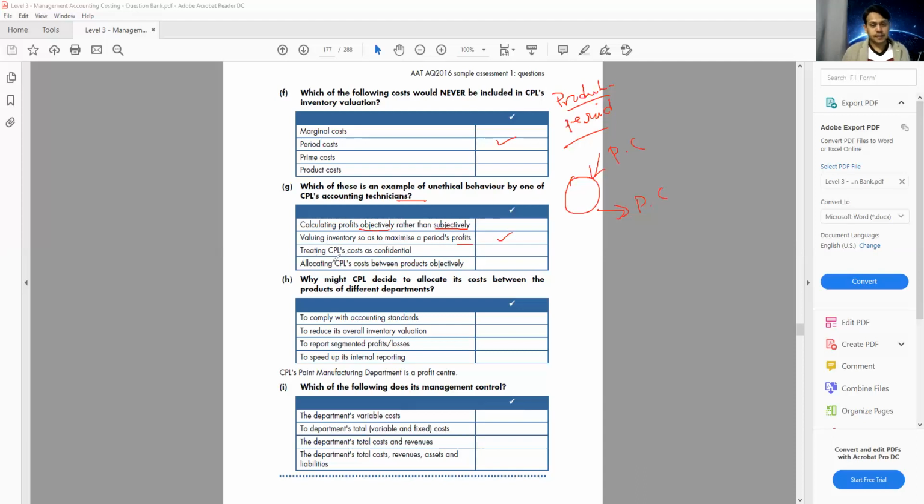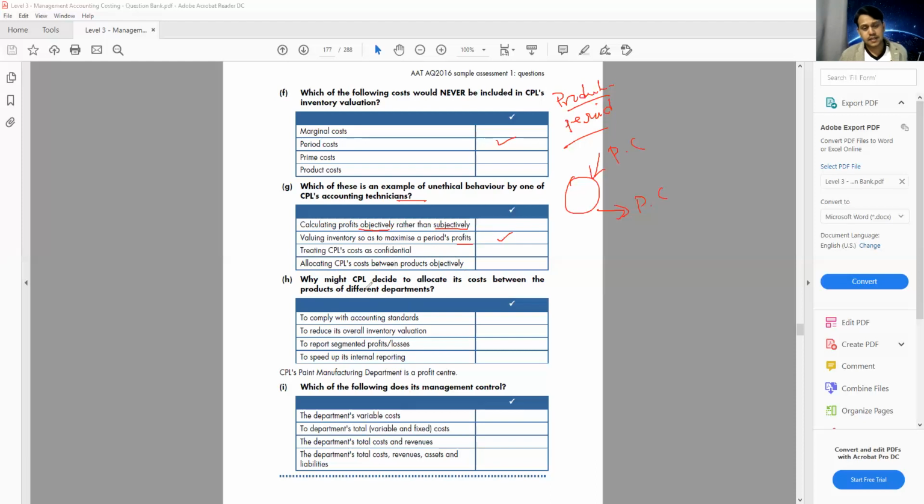Then, treating CPL costs as confidential. This is obviously an ethical thing. You should keep everything confidential. So this is not the unethical one. Allocate cost between products objectively. I think this is also ethical. So only this one you cannot do. This is unethical. Go to number H.